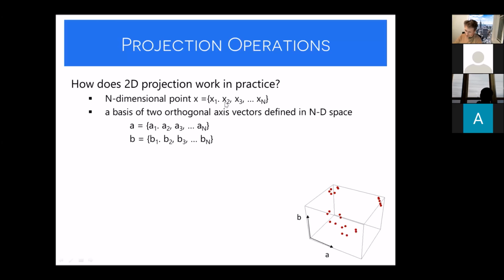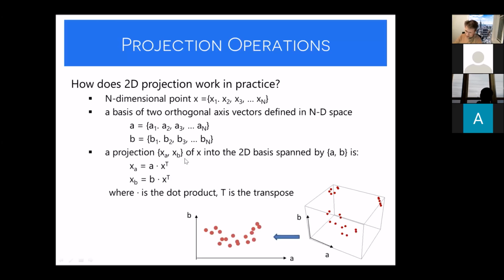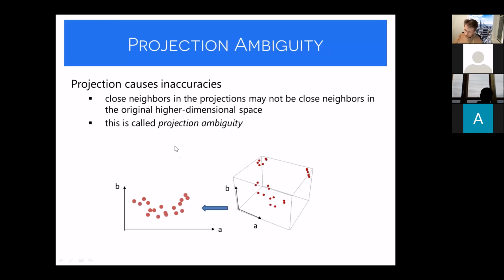Then the projection is essentially the dot product of a point vector with the axis vector, and you usually use 2 to get a 2-dimensional point plot. Then this is what happens, where T is the transpose. So you have this n-dimensional space, you project it into this space A and B, and you get this scatter plot. Now, this projection causes inaccuracies, and I want to build up this notion of projection ambiguity.